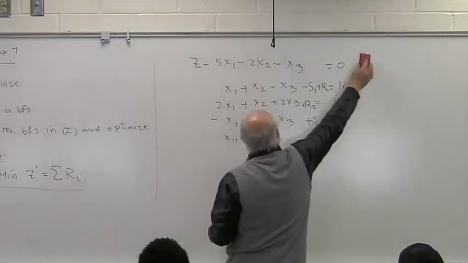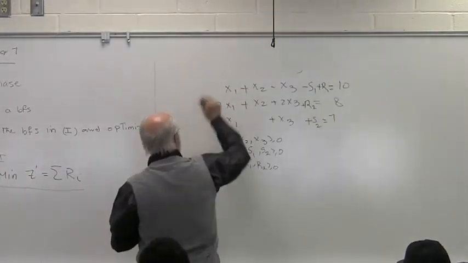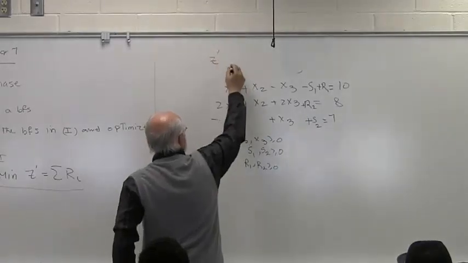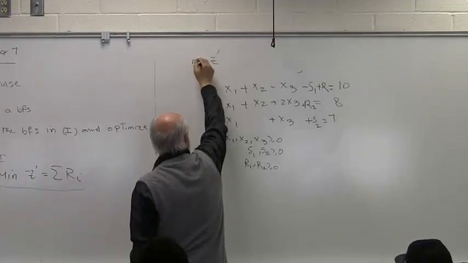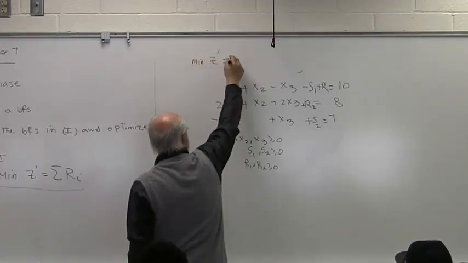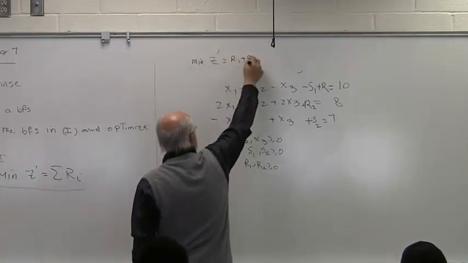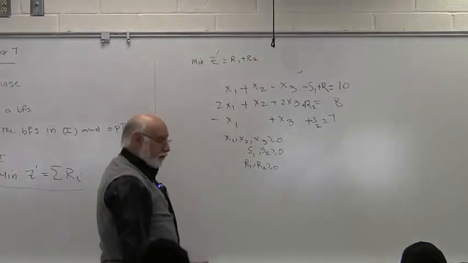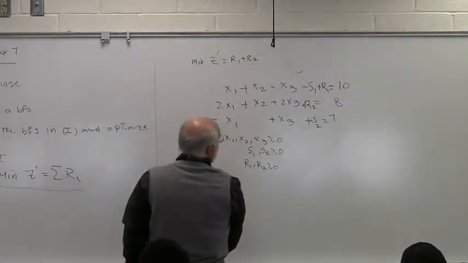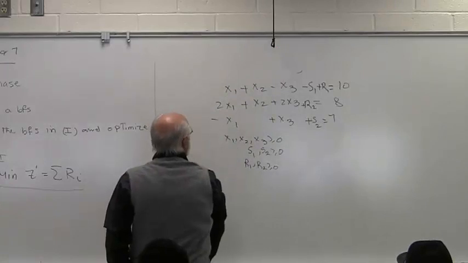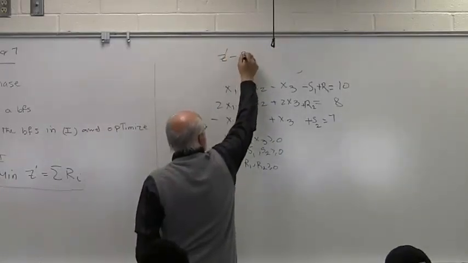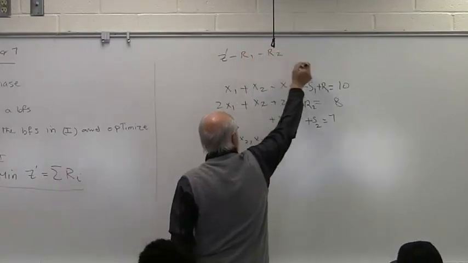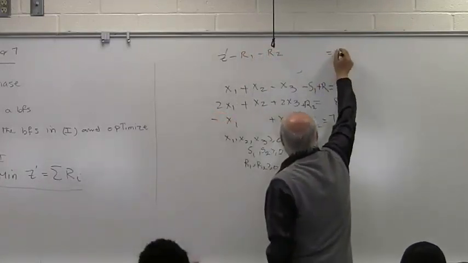I'm going to erase this. I'm going to put Z prime. It's actually like this: minimize Z prime equal R1 plus R2. And when I convert it into standard form, it would be Z prime minus R1 minus R2 equals 0.